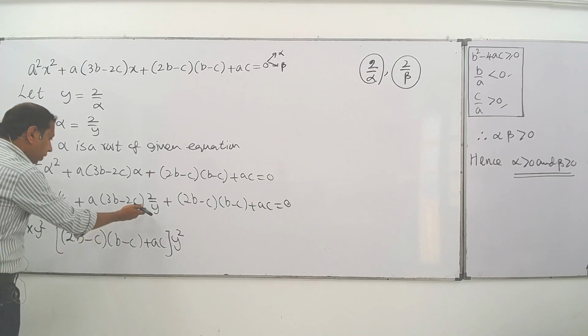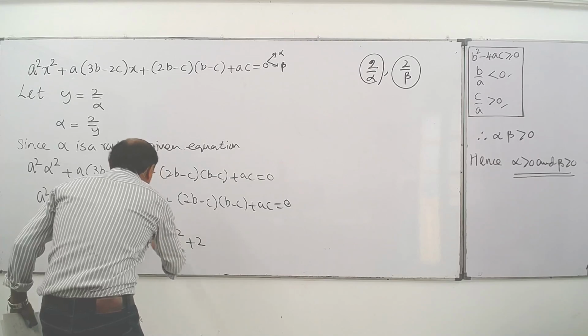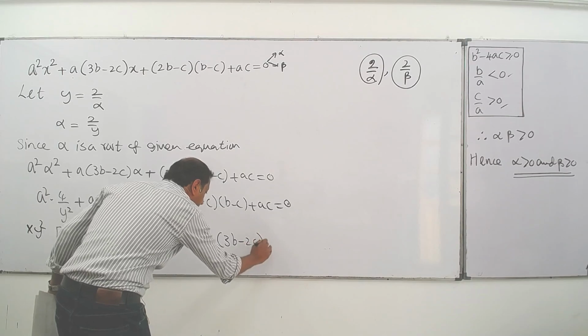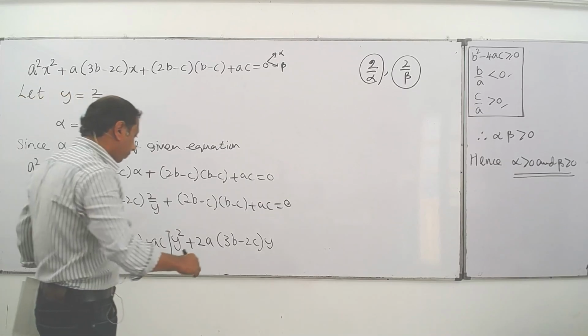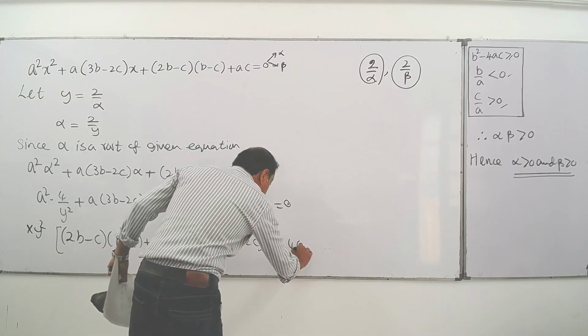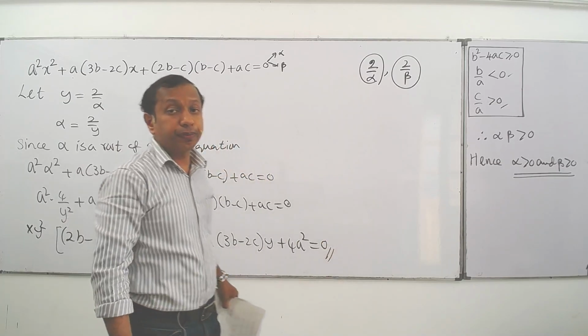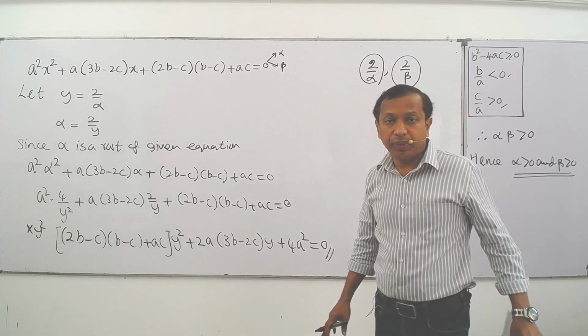And this should be multiplied by y. Then we get 2 times a times (3b minus 2c) y, and this is 4a squared. Plus 4a squared equals 0, right? So this is the required quadratic equation, right? With the roots 2 upon alpha and 2 upon beta.